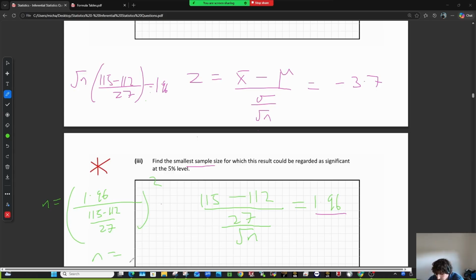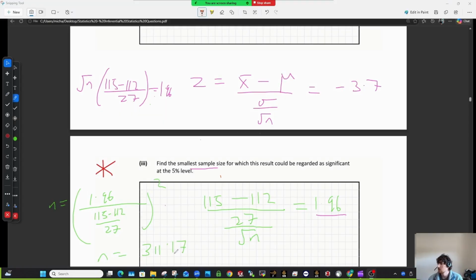We might have to think about whether or not we round up or down. 115 minus 112, over 27. So n for me is working out at about 311.17. I just put that in here for anyone who's following along. I'll let you back to the video in a second.